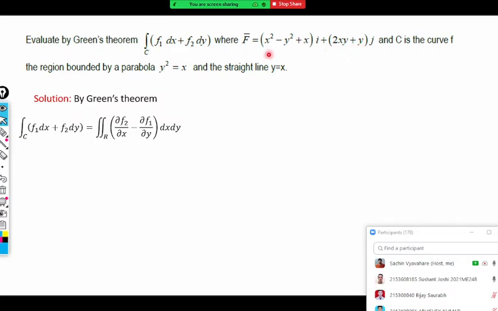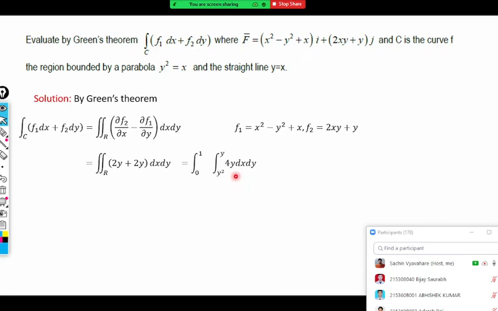And ∂f1/∂x by ∂2y. y? That is also 2y, but minus 2y. Minus 2y. Minus, correct. 2y. So this becomes 4y. And now the limits are taken.